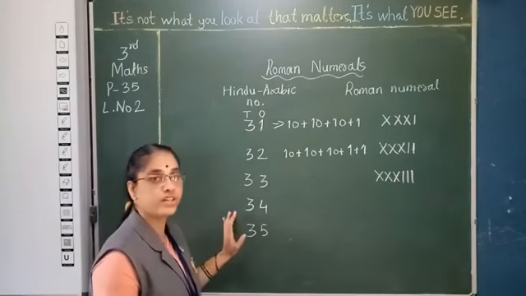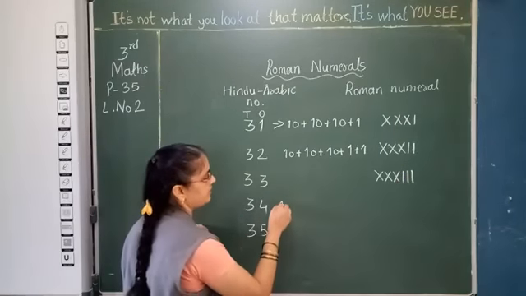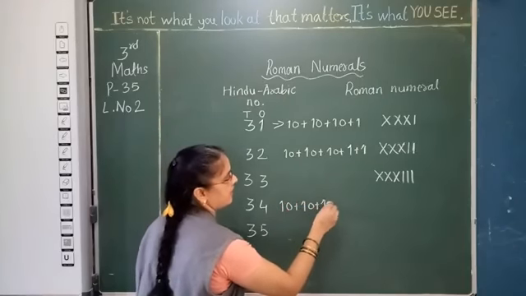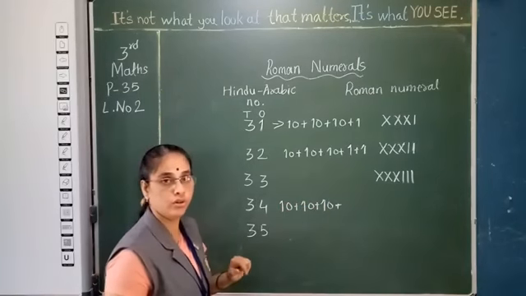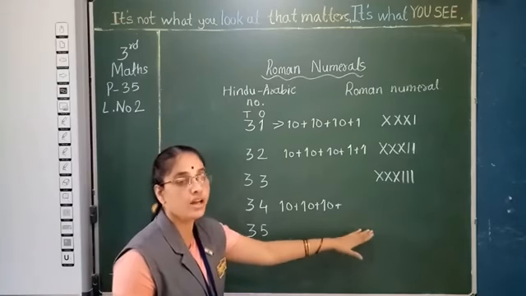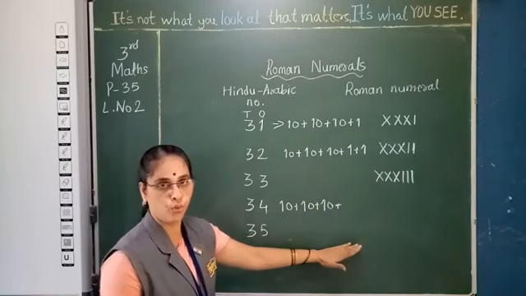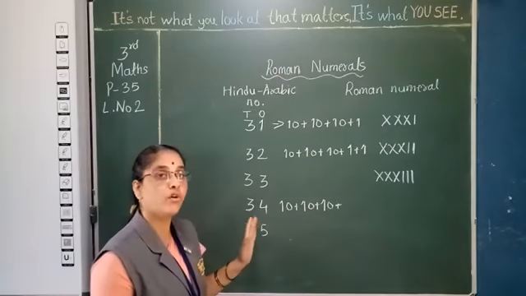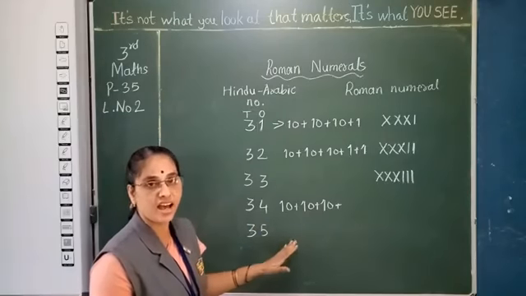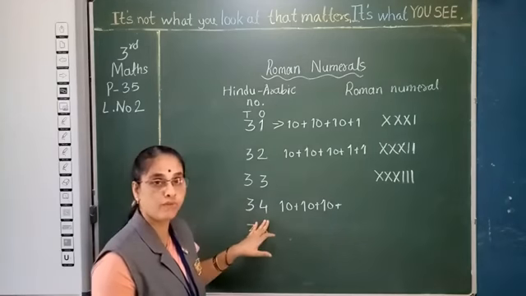Now the next number is 34. How are you going to expand this also? This is 10, 10, 10. What about 4? You are going to add 4 times 1. Are you going to use I 4 times? No. You have already learned that we do not use X and I more than 3 times. So what are you going to do for 4?